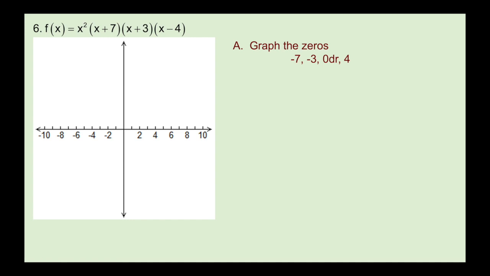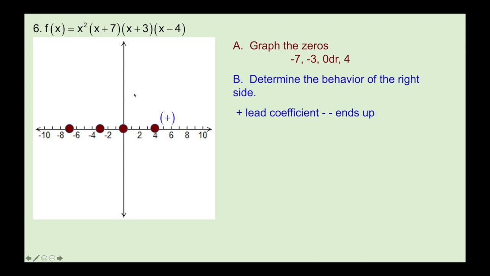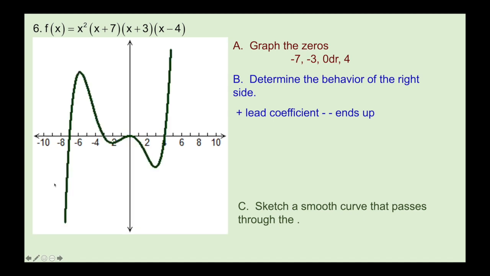Here's number 6. We sketched those points. Again, indicating that at 0, this is a double root. From here, we determine the behavior on the far right side. Again, because it's positive lead, we know that it's going to end up. So this is going to be positive up here. And then here, I'll go through this point. I come up and touch this point and switch directions. Go through this point, go through this point, and then that should be the graph.